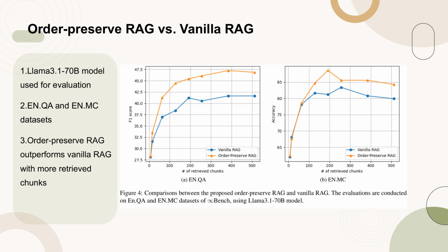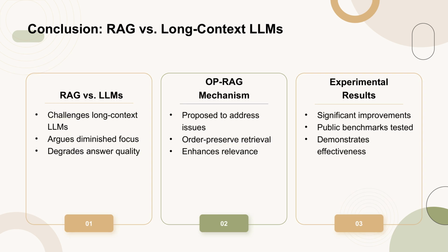In this paper, the authors challenge the prevailing trend of favoring long-context language models, LLMs, over retrieval-augmented generation, RAG. They argue that extremely long contexts in LLMs can lead to a diminished focus on relevant information, potentially degrading the quality of answers in question-answering tasks. To address this issue, the authors propose the order-preserved retrieval-augmented generation, OP-RAG, mechanism. Extensive experiments on public benchmarks have demonstrated that OP-RAG significantly improves the relevance and quality of answers, highlighting its effectiveness in comparison to traditional long-context LLMs.